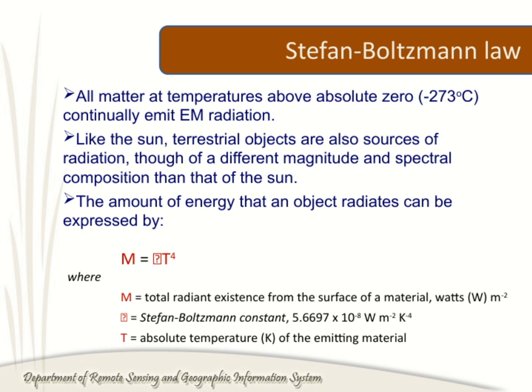Here, sigma is the Stefan-Boltzmann constant, which is approximately 5.6697 times 10 to the minus 8 watts per square meter per Kelvin to the fourth. And T is the absolute temperature in Kelvin of the emitting material. So what does this tell us? Essentially, as the temperature of an object increases, the amount of energy it radiates increases dramatically, since it's proportional to T to the fourth power.